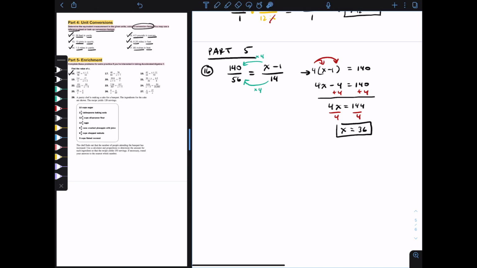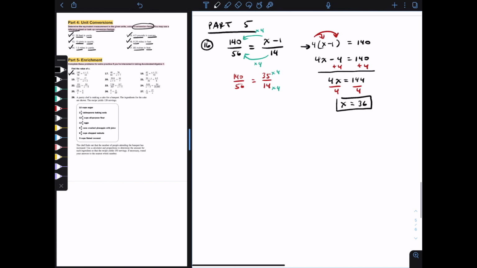All right. If you wanted to check this, you're totally welcome to plug this in right here. That would be 36 minus 1 is 35. 140 to 56 equals, if this was 35 over 14, yeah, if you multiply this by 4 and multiply this by 4, you would get 140 and 56. So x does equal 36. Okay, so 16 is now done. Try a couple more problems. Let's try 17. We have 40 over 84 is equal to 70 over x plus 7.